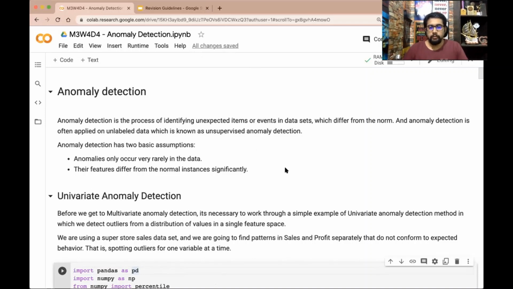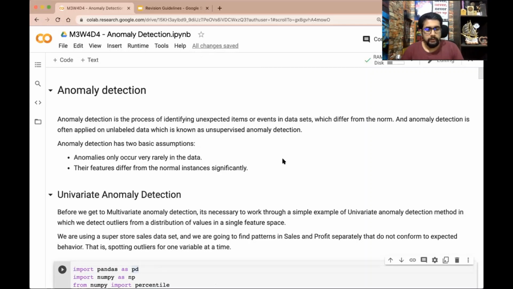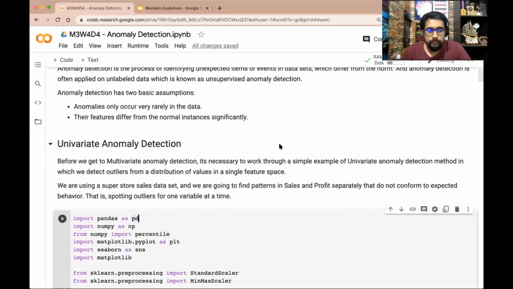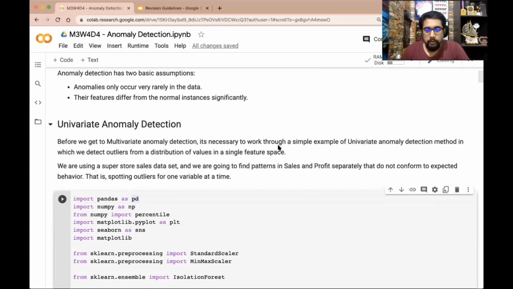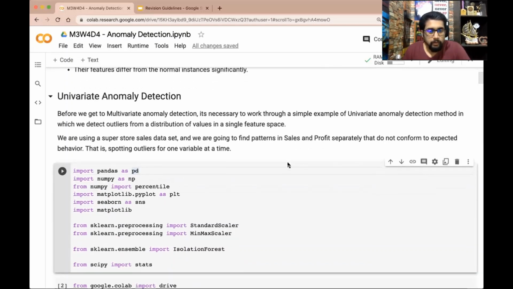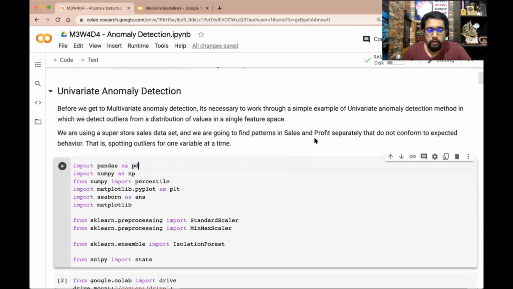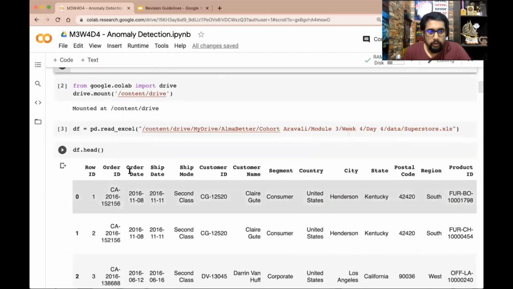So now let's look at the code part of it. We'll be seeing one such algorithm, which is isolation forest. I'll be seeing that today. So today I have taken a data set of a superstore. There are two columns which are of particular importance to us today, that we'll be analyzing. One is the sales column, another one is the profit column. So it's basically an orders data set.